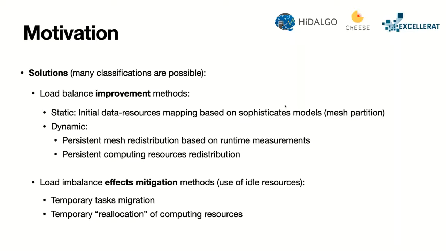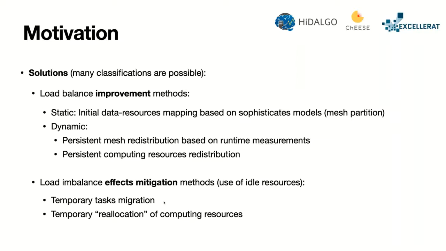The first one would be, for instance, redistributing the mesh if you detect some imbalance in your simulation, or redistributing the computational resources. And the second one would be a strategy of migrating tasks at the synchronization points when there are idle resources, or reallocating computational resources. We'll see one strategy based on migrating tasks, another one based on migrating resources, which is not exactly the same. So we have different types of strategies.